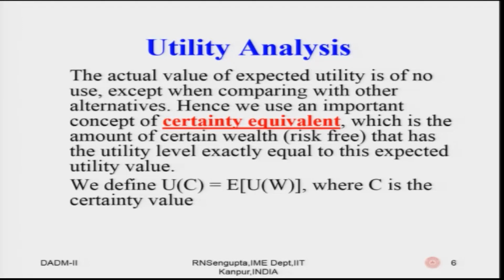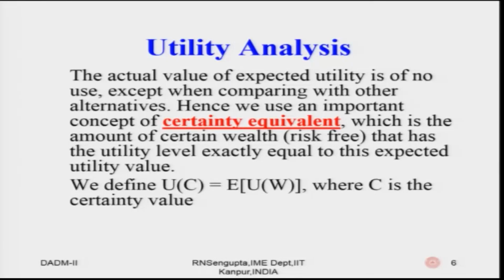Now, we will consider a certain concept which is known as certainty equivalent. It will become clear to you why we mean certainty equivalent. The actual value is of no use. Generally, being told that the expected utility value is 25 or 35 or 252 would not make any sense to us unless we have some base or datum based on which we compare, to see why it is required.